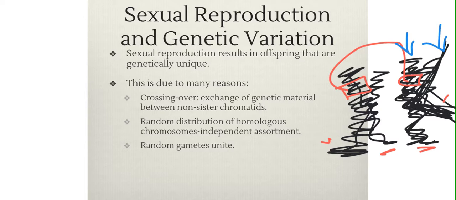And then the same thing can be said for the egg. Remember, only one of those haploid cells becomes the egg. So that means there's not as much of a chance that you're going to get something from your mom in comparison to all the sperm that's available within the male. And then finally, the third reason is because random gametes unite.